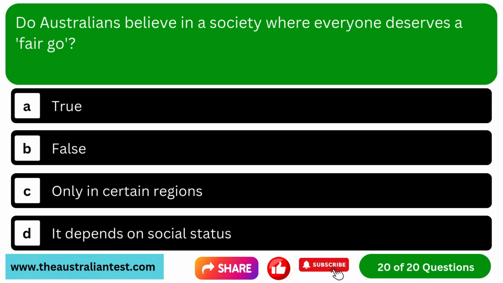Question 20, do Australians believe in a society where everyone deserves a fair go? Option A, true. Option B, false. Option C, only in certain regions. Option D, it depends on social status.